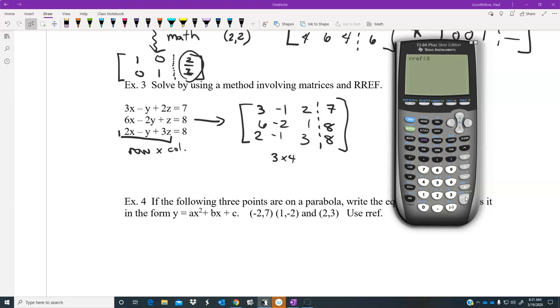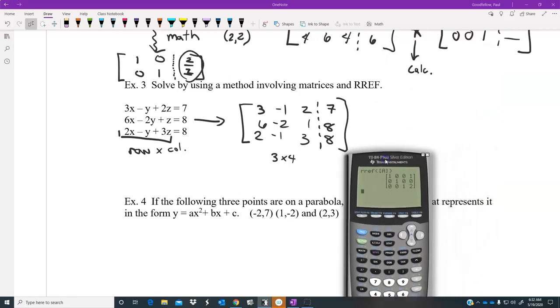Now it's waiting for some input here. So your RREF of what? Well, it only makes sense that it's asking for what matrix you want it to do the row reduced echelon on. So I'm going to go back into the matrix and use the names menu to paste the matrix that I want to use RREF on and enter. And it does the row reduced echelon for you.